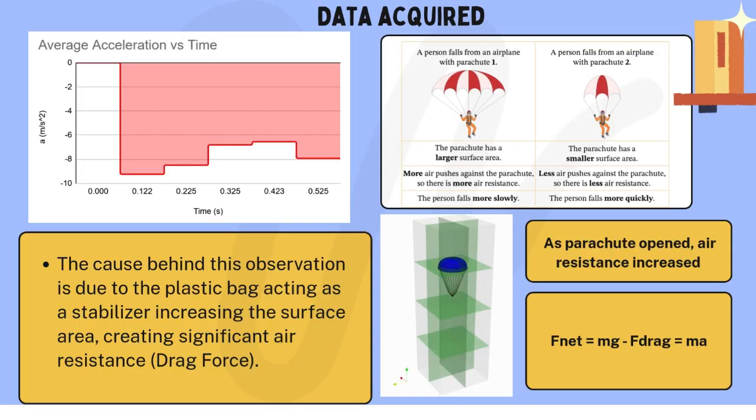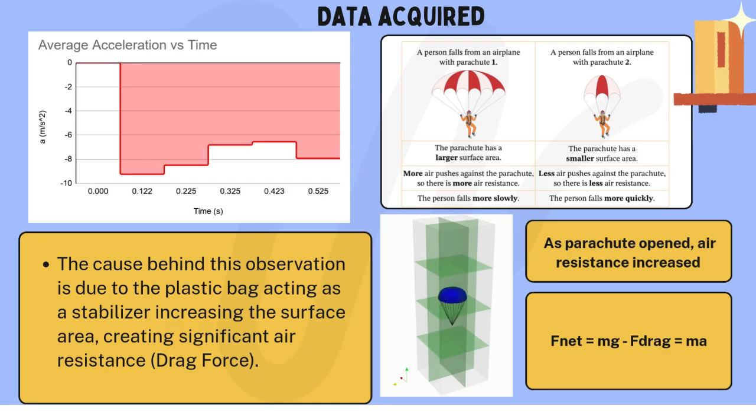The explanation for this is that we used a plastic bag acting as a stabilizer, which increased the surface area as the object fell and increased the air resistance significantly. This is similar to how a person falls with a parachute: as the plastic expanded over the fall and the eraser fell, the parachute opened, which means more air pushes against the parachute, which increases the air resistance, which means there is a drag force acting upon the body, and therefore the object would fall more slowly, which means there is a decrease of the acceleration due to gravity. Hence why the acceleration decreases over time.